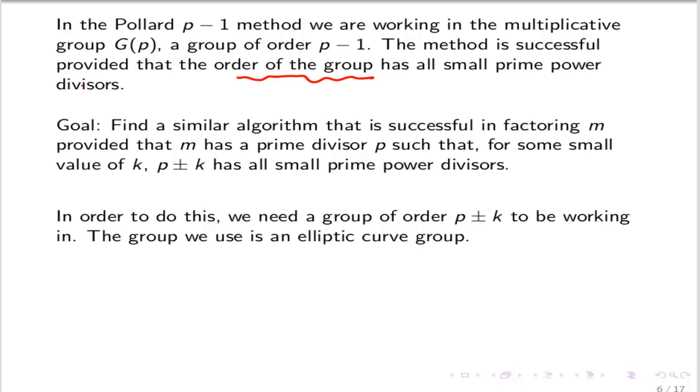Now our goal is to come up with other types of groups we can do the same type of game with. So rather than just focus on groups of order p-1, it would be nice to work with groups whose order is p-2 or p+1 or p+3 or p-7. And so you'd have lots of different group orders where you can hope that one of those orders is going to have all small prime power divisors. And that's where the elliptic curve groups come in. So in order to get these groups whose orders are p plus or minus some small number k, we use elliptic curves over finite fields.